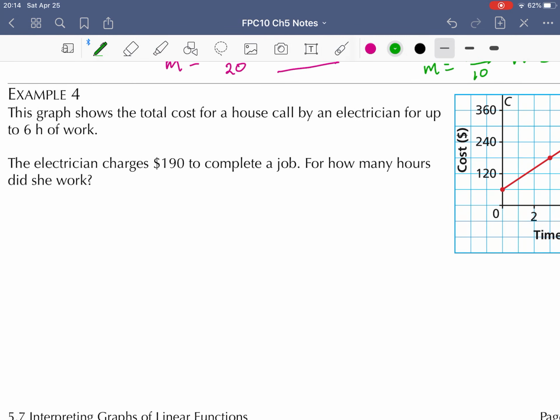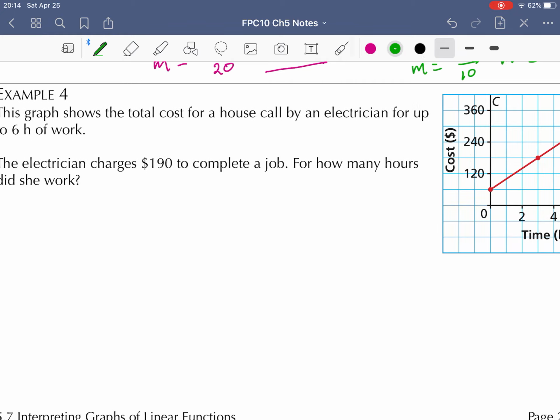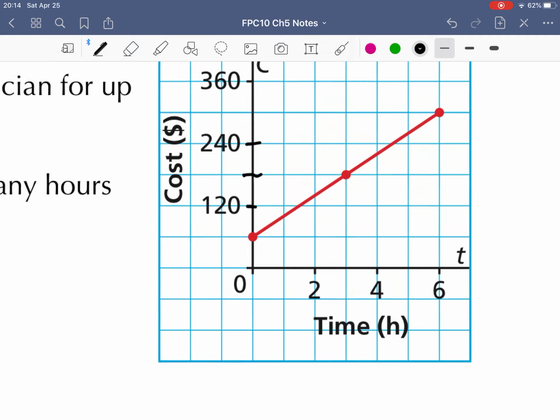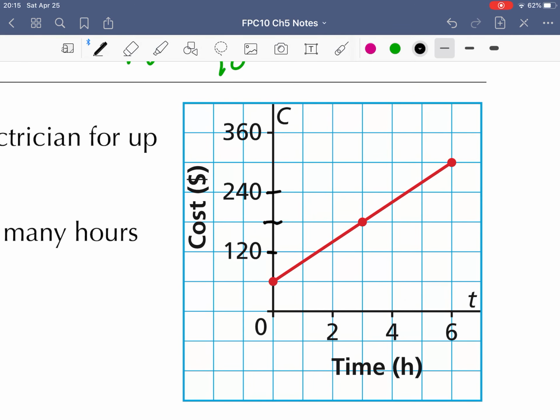All right, let's take a look at example number 4. The graph shows the total cost for a house call by an electrician for up to 6 hours of work. An electrician charges $190 to complete a job. For how many hours did she work? Well, we can get an estimate from the graph. So $190. We have to figure out where on the graph $190 is. This is 120. This is 240. Well, 120 and 240 are 80 apart. So right here, this is exactly 180. So 190 would be a little bit above this.